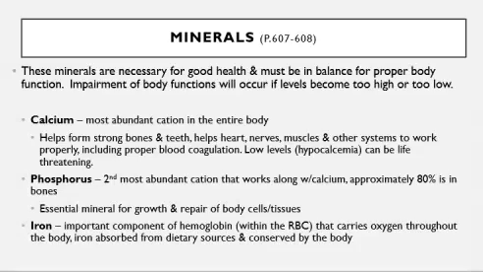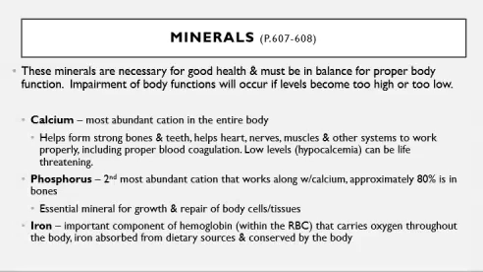Calcium is the most abundant cation in the entire body. It helps with things like strong bones and teeth. It also helps with heart function, nerve function. It also helps with other body systems to work properly. It also helps with blood coagulation, which is blood clotting. Low levels of calcium, which is known as hypocalcemia, can be life-threatening.